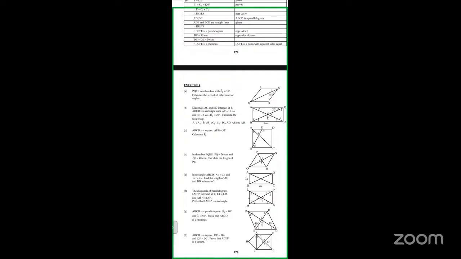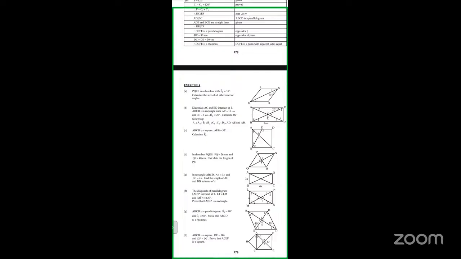So exercise 4, number A, we are given that PQRS is a rhombus. Now we know that all sides of a rhombus are equal. In this case, PS is equal to PQ, is equal to QR, and also equal to SR. And we know that PS is parallel to QR and PQ is parallel to SR. Let's see what else we are given. We are given that S2 is equal to 35 degrees. Now we are required to calculate the size of all interior angles.